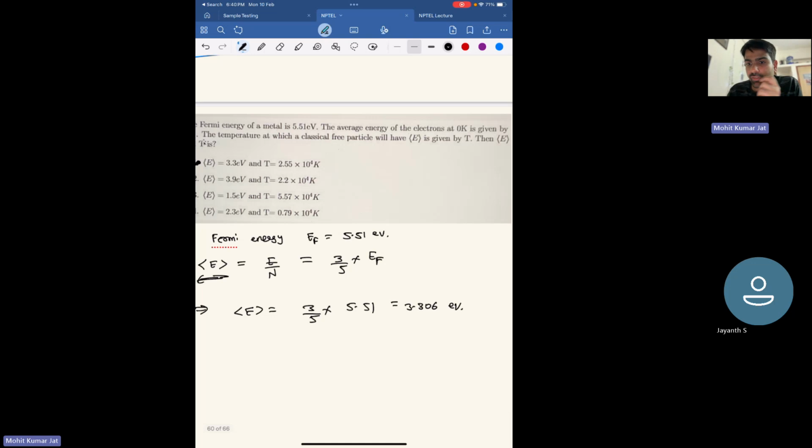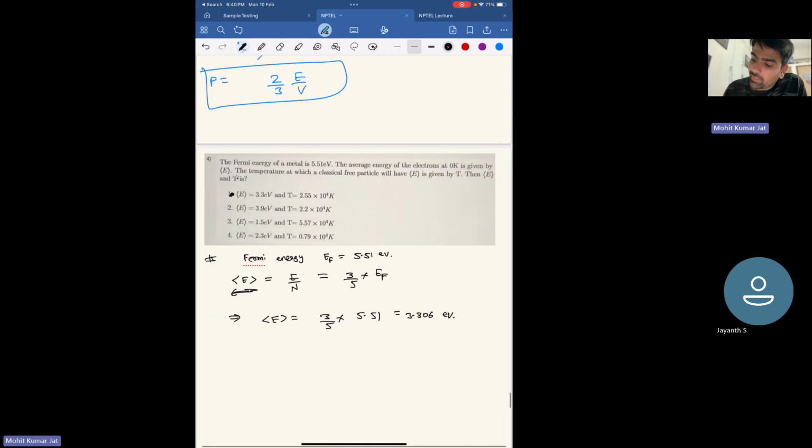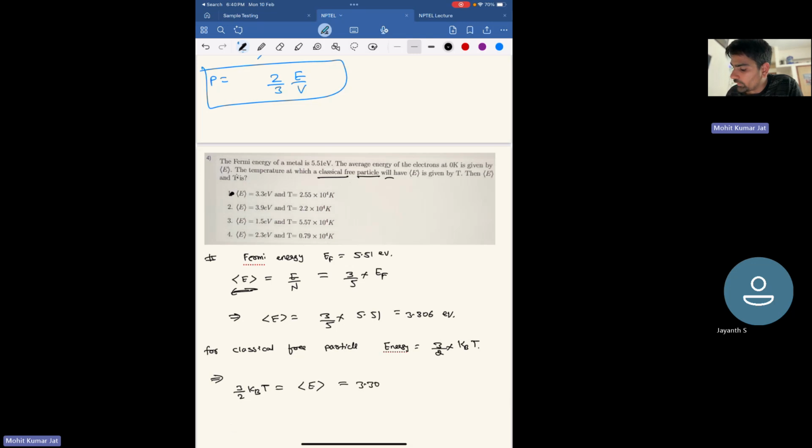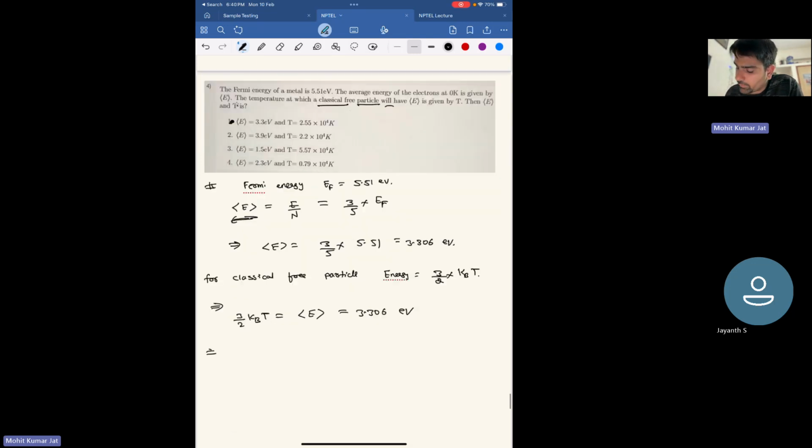And to compute the temperature, since they are saying classical free particle, for a classical free particle, the energy is equal to 3 by 2 times kBT. This implies 3 by 2 kBT is equal to the average energy per electron, that is 3.306 eV.